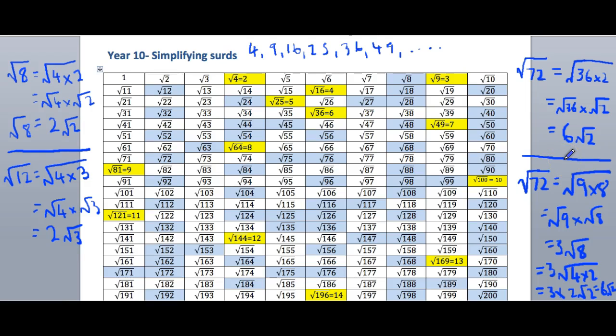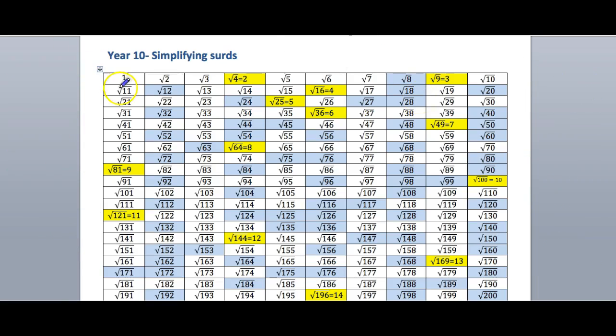So even though in the second example I didn't choose the highest square factor, you can still work it out. You just have to realize that when you get to 3 root 8, square root of 8 can still be simplified, either because you realize or because you look at this table and it's blue. All right, I'm going to clear all this and show you another way of doing it.